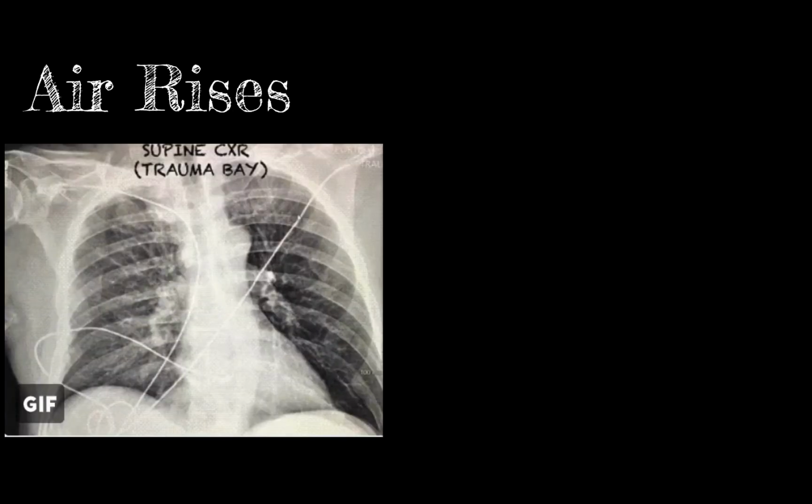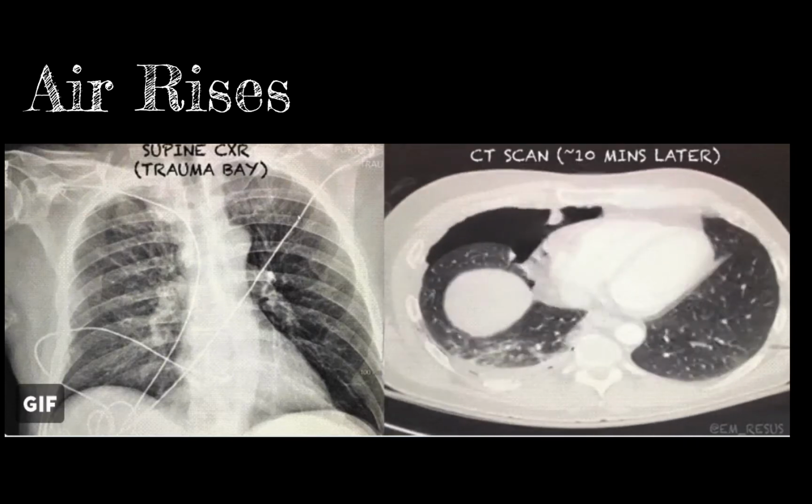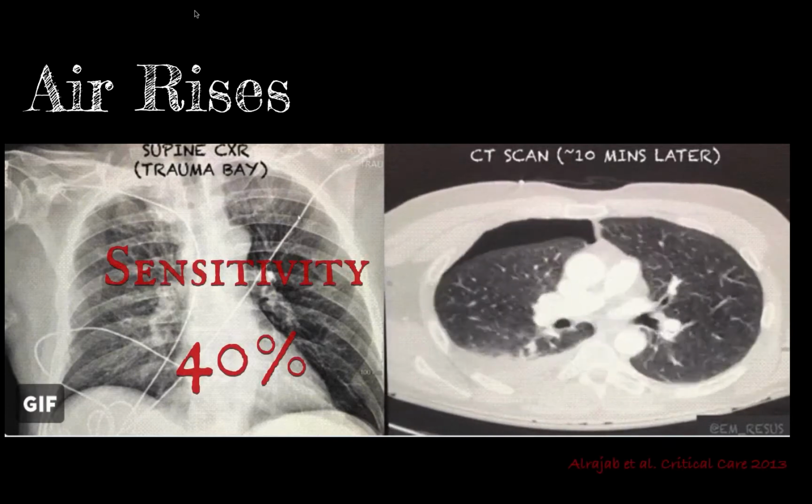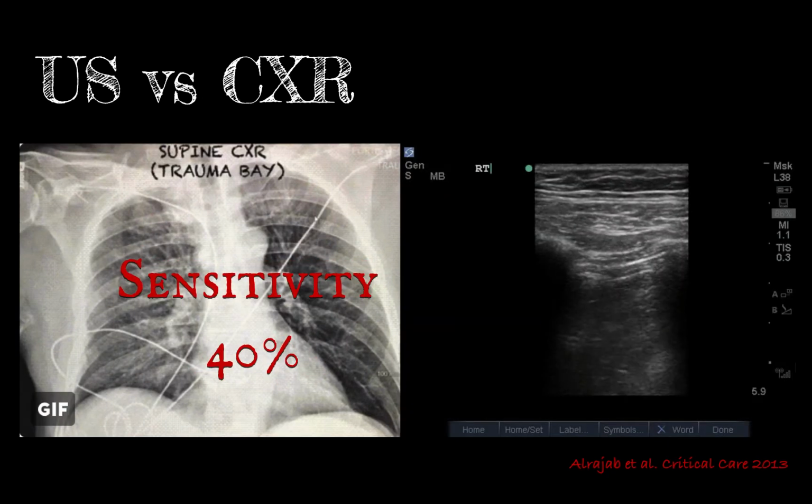The second basic concept to understand is that air will rise to the top. This is a big reason why trauma supine x-rays are often useless. Here's an example of a relatively normal appearing chest x-ray, and here's the CT scan on that same patient. Time and time again, we've found that the sensitivity of these chest x-rays is quite lousy, somewhere around 40%. By contrast, lung sliding on ultrasound has a sensitivity of 79% for ruling out pneumothorax.